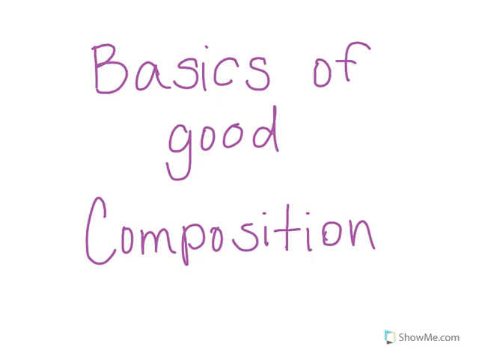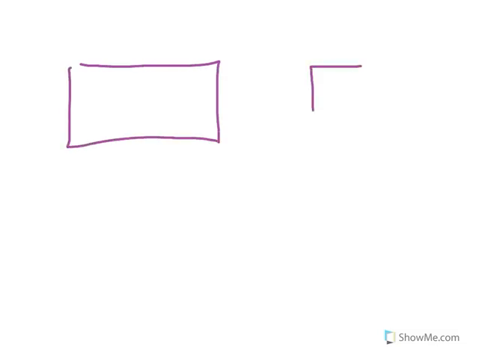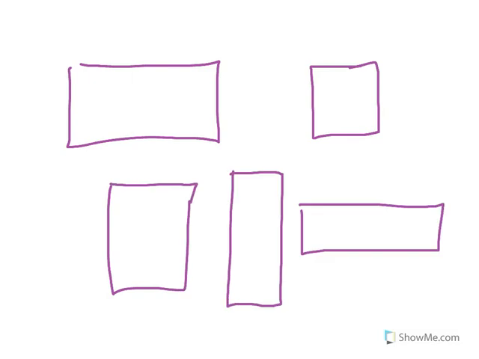Hi, this video is about the basics of making a good composition in artwork. So the first thing to consider is the format of your paper, so the shape of your paper. Is it going to be rectangular, or is it going to be more square? Is it going to be vertical or horizontal? Is it going to be skinny, or is it going to be fat?